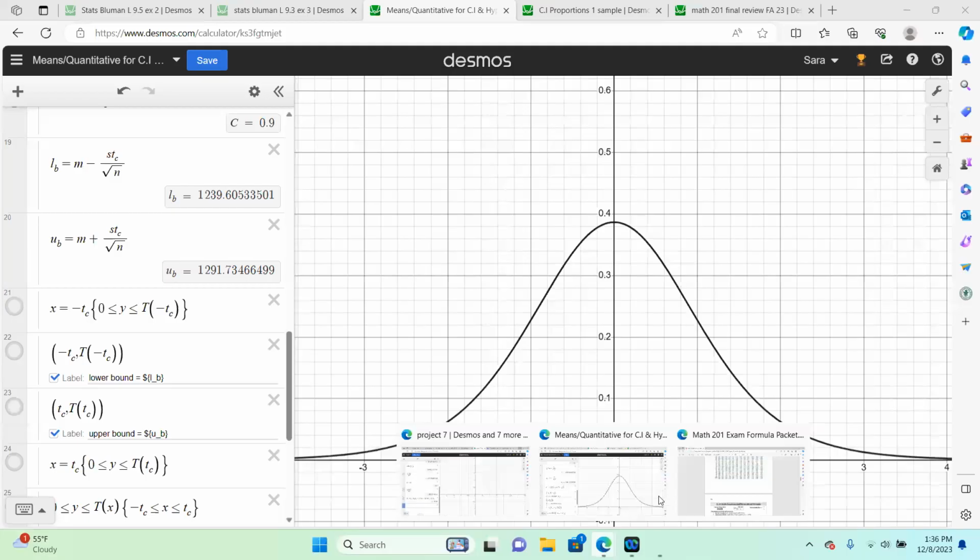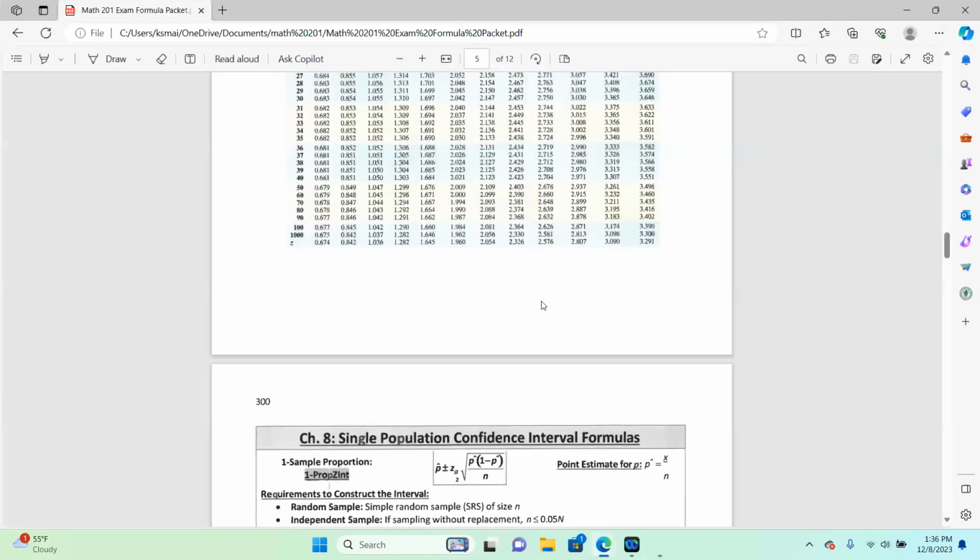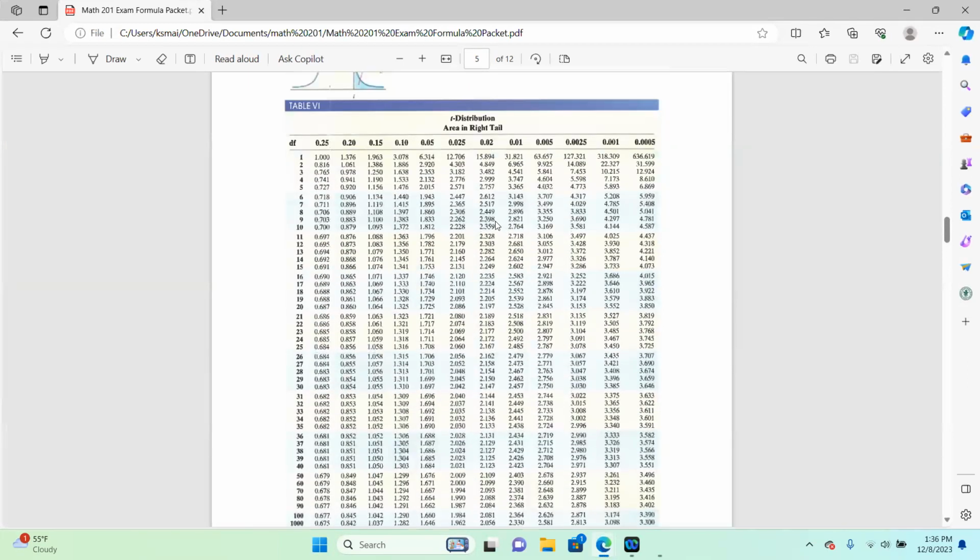I did not give you the critical T value though for the confidence interval. So let's just go back and check that out. And that is in here. Our degrees of freedom was 8, and our alpha divided by 2 is 0.05. So right here, our critical T was 1.86.